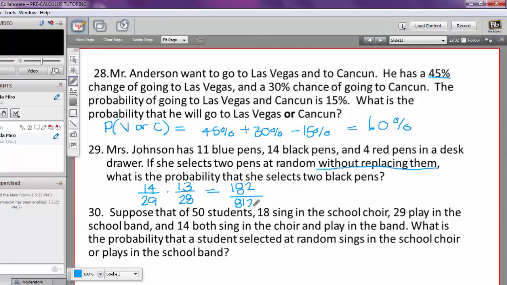And lastly, I'm going to go ahead and just write this as a percentage. So we're going to say 182 divided by 812 gives us 22%.